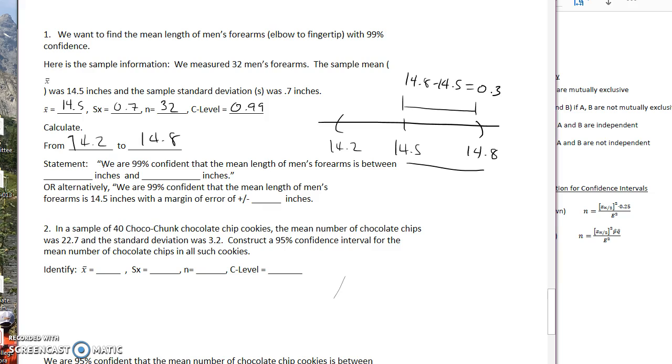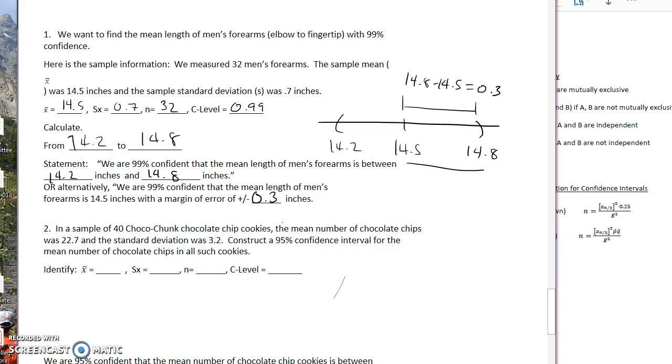So now our two statements: we are 99% confident that the mean lengths of men's forearms is between 14.2 and 14.8. Or another way we could say this, if we want to use the plus minus notation, we are 99% confident that the mean lengths of men's forearms is 14.5 inches with a margin of error of 0.3.